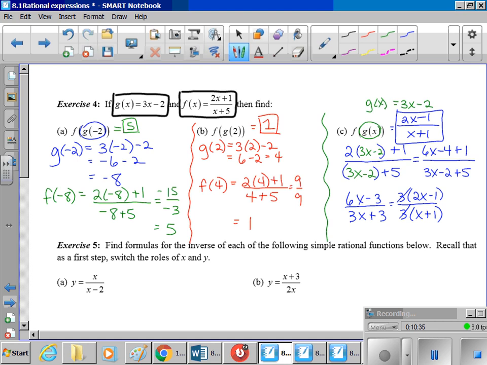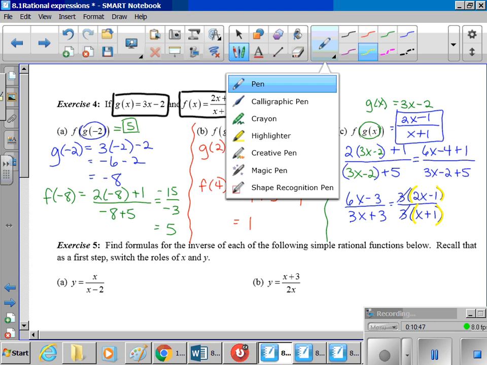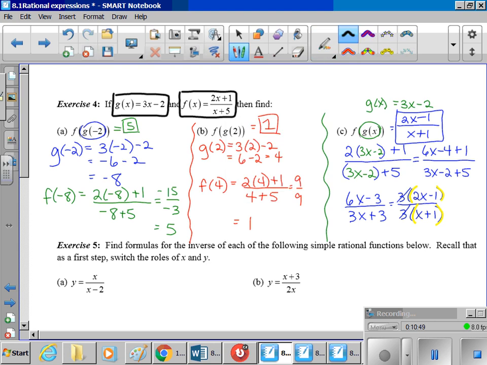Now you can leave the parentheses around it, because what that does is kind of protect it. Some people want to cross out the x's, cross out the 1's, and come up with an answer, which makes me absolutely crazy, but I understand why they want to do it. But even the smartboard knows that that's not right. So my final answer is going to be 2x minus 1 over x plus 1.